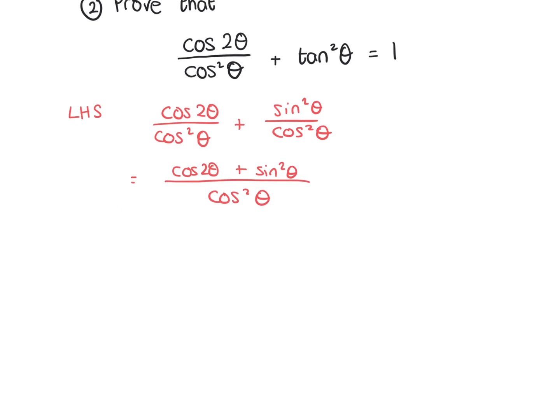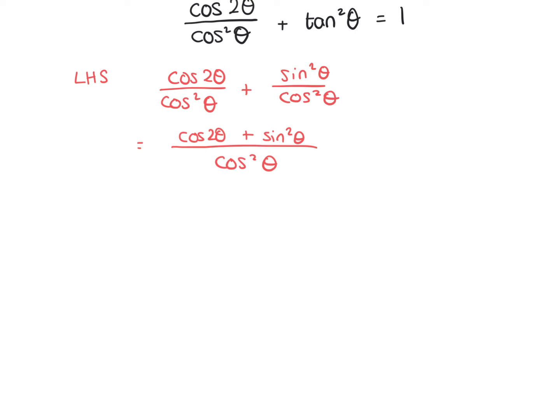Right, I need to now try and get this to equal 1, but I'm going to look at this cos 2 theta. I've got some options for this cos 2 theta. So I can write it as something like 2 cos squared theta minus 1, 1 minus 2 sine squared. I'm actually going to use this one.